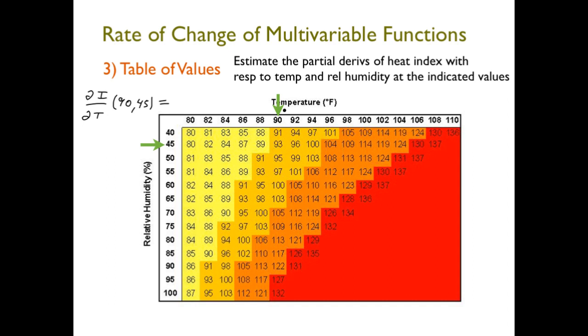How are we going to figure this out? So what is our heat index at 90, 45? 93. So when it's 90 degrees out and 45% humidity, it feels like 93. Okay, now we want the partial derivative of the index with respect to temperature. So with respect to temperature means we do what? Leave humidity constant.